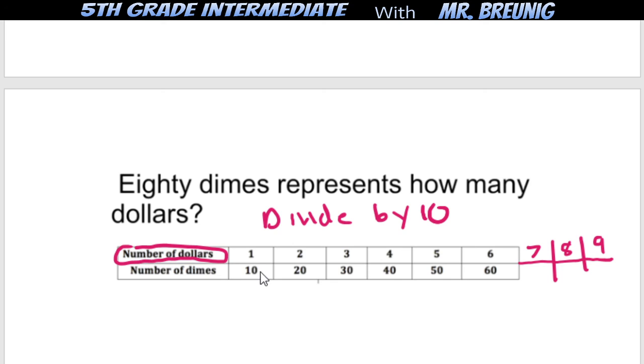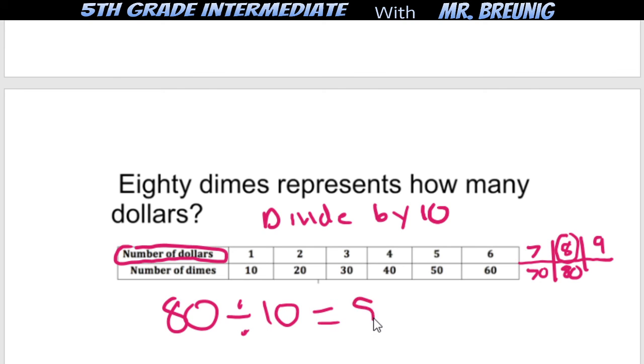And the number of dimes, it looks like we're going up by 10: 40, 50, 60. So this would be 70. This would be 80. Well, look at that. 80 dimes represents how many dollars? It represents $8. But I could use my divide by 10 rule. I could take the number of dimes, 80, and divide it by 10. And what am I going to get? Well, 80 divided by 10, that's 8.